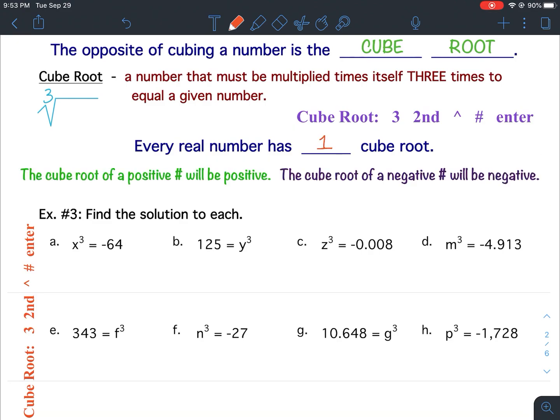The cube root of a positive number will be positive, while the cube root of a negative number will be negative. Pause your video and get this written down right here. Again, if the original number is positive, when you take the cube root, your answer will be positive. When you take the cube root of a negative number, your answer will be negative. Again, pause your video and get that written down.